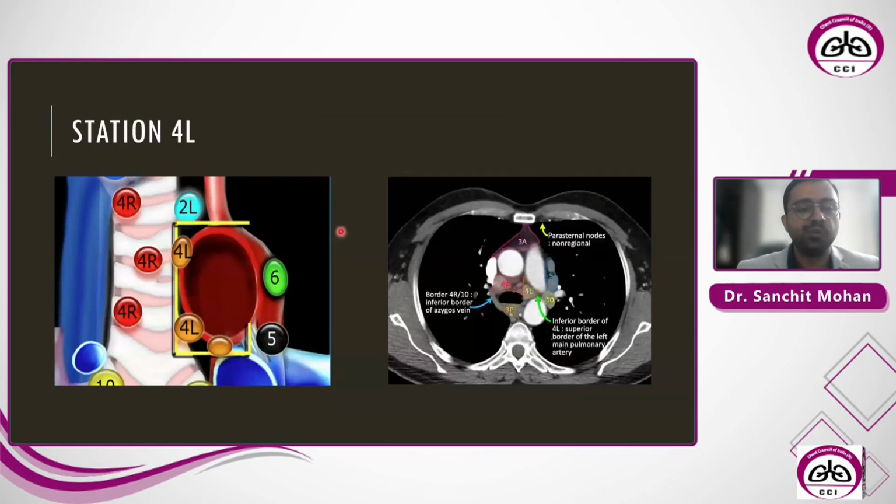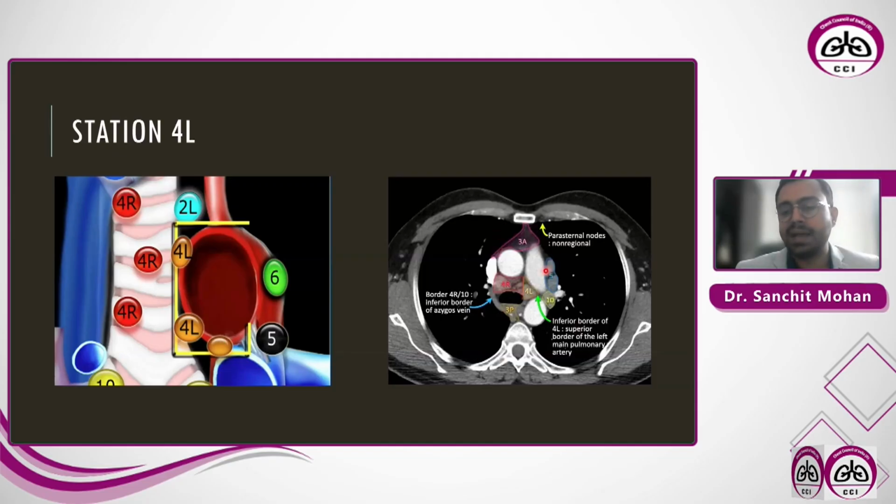So going to station 4L. The lower border of station 2L forms the upper border of station 4L. That is the imaginary line at the upper border of the arch of aorta, and the lower border of the station 4L is formed by the imaginary line at the upper border of the pulmonary artery. So what vascular structures will you find at the 4L location? Correct. So it will be the aorta and the pulmonary artery.